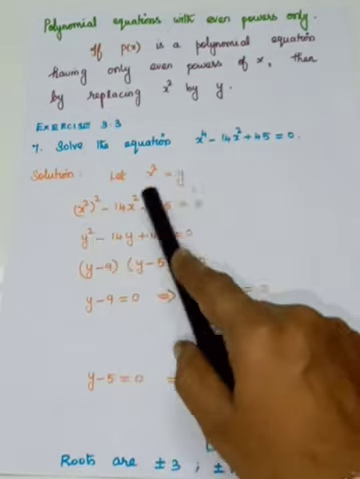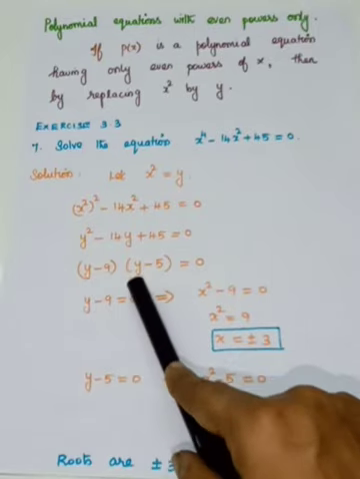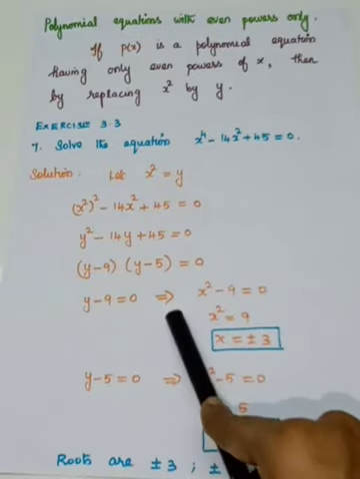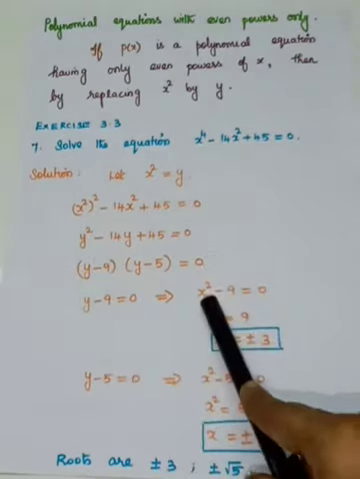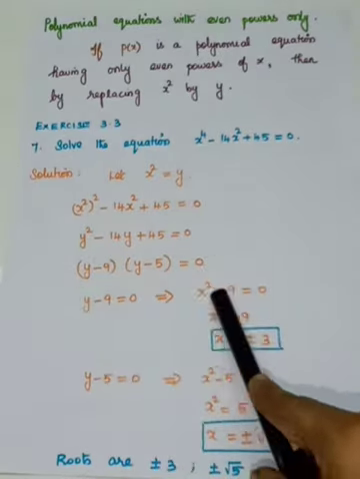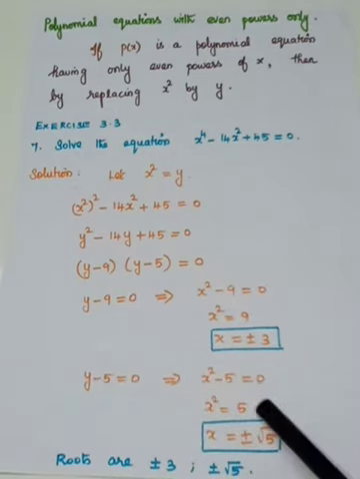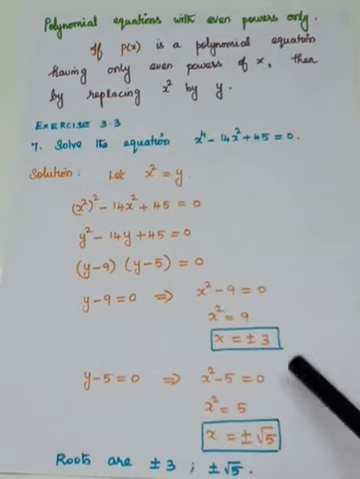So it's a quadratic equation in y. If you factorize, you will get the factors y minus 9 and y minus 5 is equal to 0. Y minus 9 is equal to 0 implies, in the place of y, you substitute x squared. So x squared minus 9 is equal to 0, x squared is equal to 9, x is equal to plus or minus 3. Take the next factor, y minus 5 equal to 0. In the place of y you substitute x squared. So x squared minus 5 is equal to 0, x squared is equal to 5, x is equal to plus or minus root 5. So what are the roots? Plus or minus 3 and plus or minus root 5. So we will get the 4 roots.